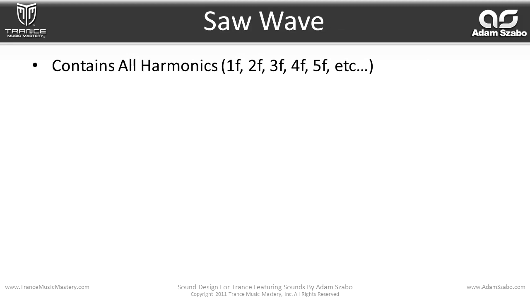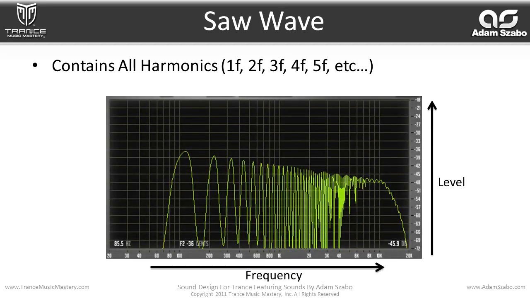Saw waves contain all harmonics. So that's the entire harmonic series. That's what a saw wave looks like on a spectrum analyzer. So we see that the fundamental is at 110 hertz. The next one up is at 220. The next one up would be 3 times the fundamental, or 330. The next one up is 4 times the fundamental, or 440, and so forth.